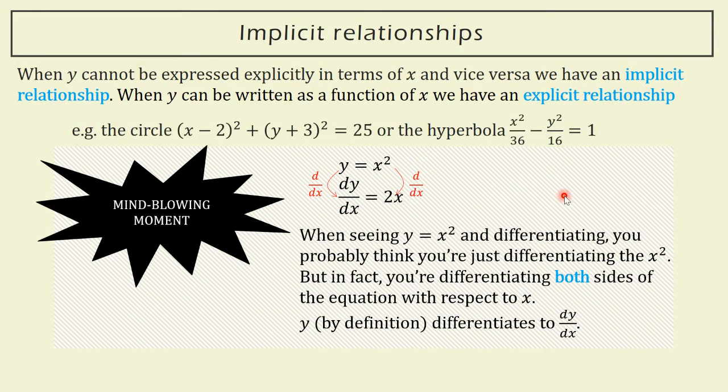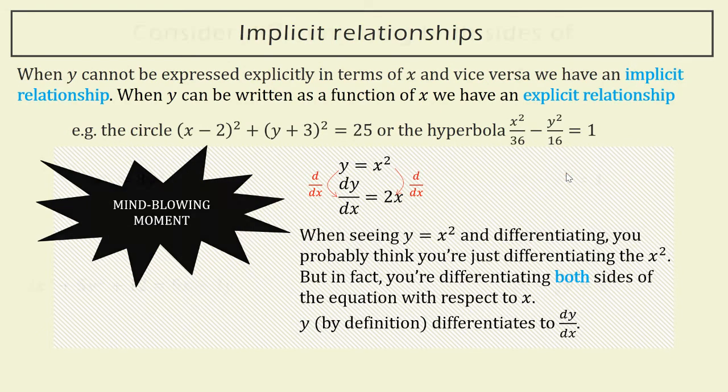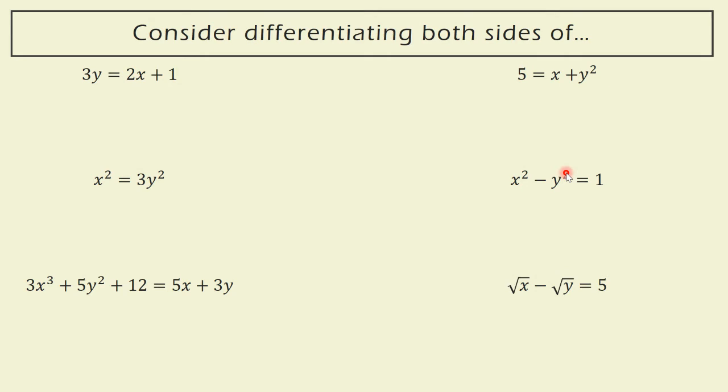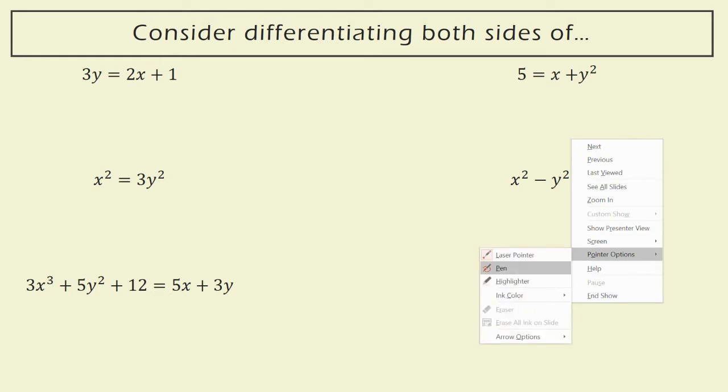Okay, so in actual fact, what we are doing when we're differentiating, even when we have an explicit relationship like this, we are differentiating both sides of our equation with respect to x. Y differentiates to dy by dx, x squared differentiates to 2x. So we can think about differentiating both sides of an equation, all right, when they may be given explicitly, implicitly, like these ones are. So let me take a pen.